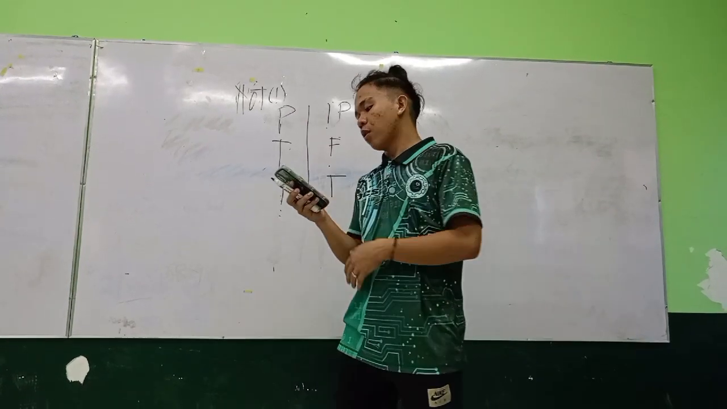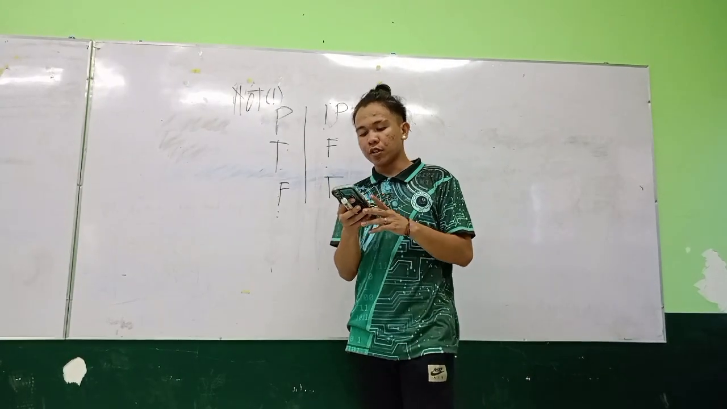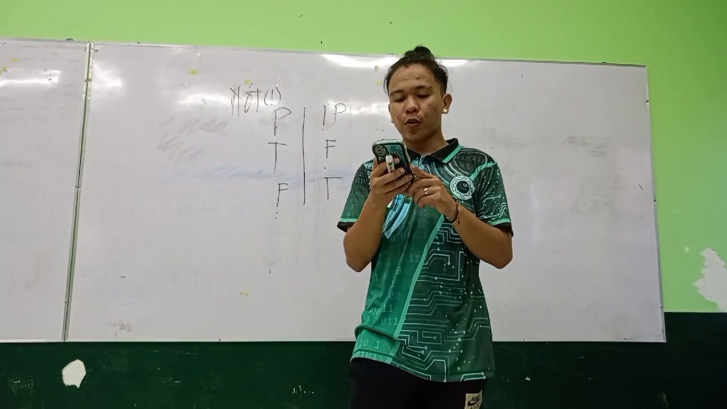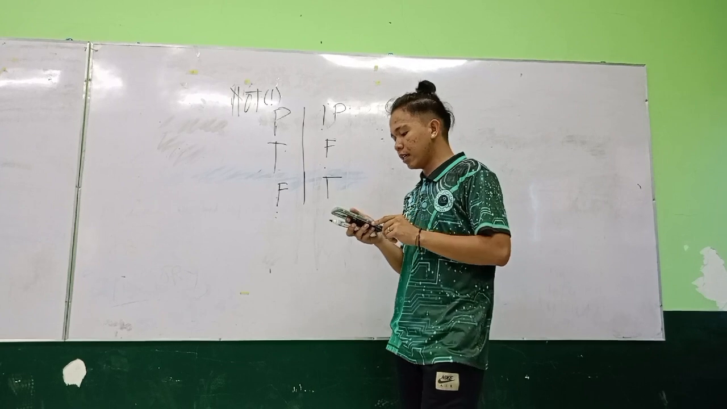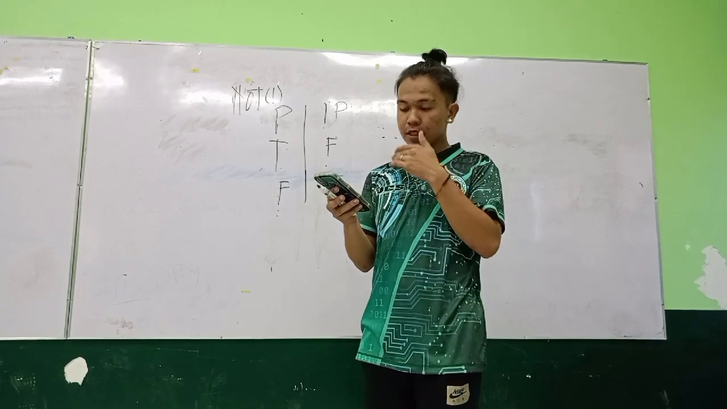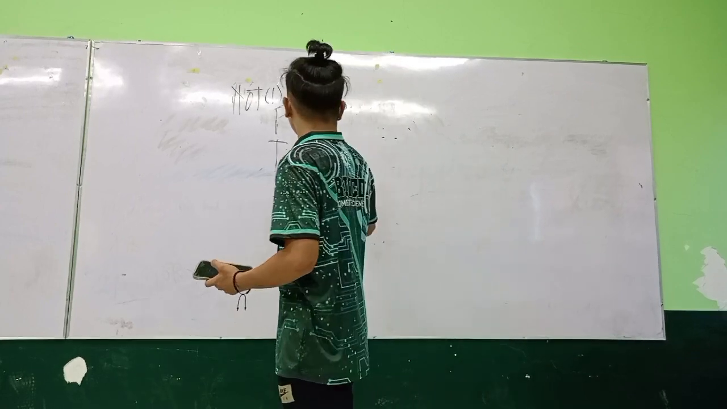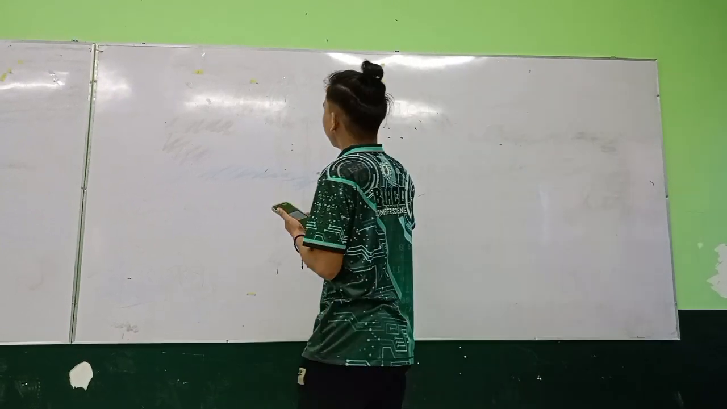Those tables provide a systematic way to understand how logical operations behave under different conditions. They form the foundation of Boolean algebra and are widely used in computer science, mathematics, and philosophy. So, for truth value table, I will give you an example. Example number 1.